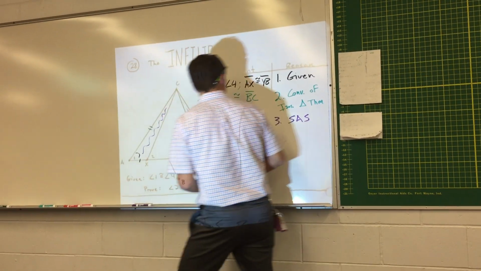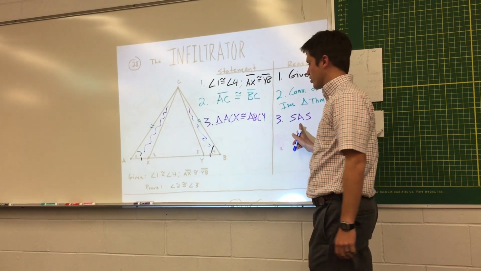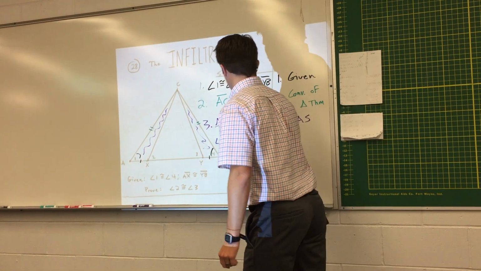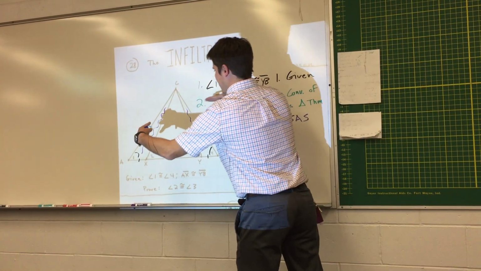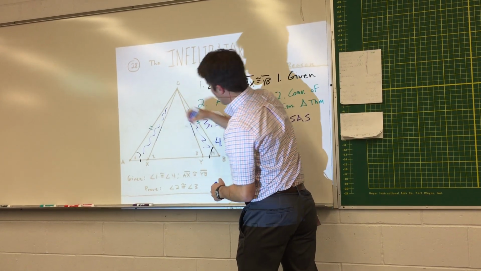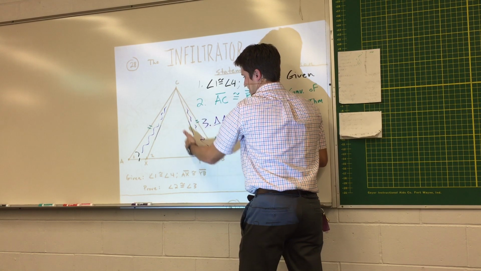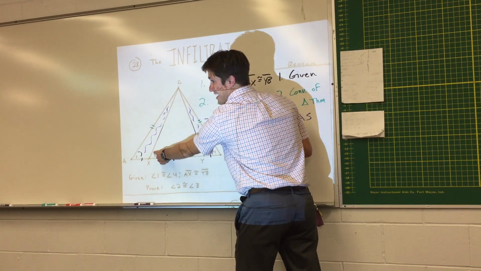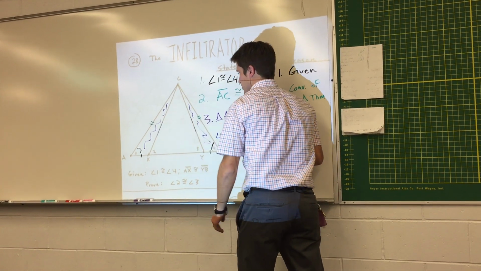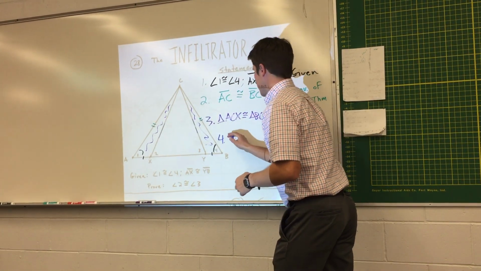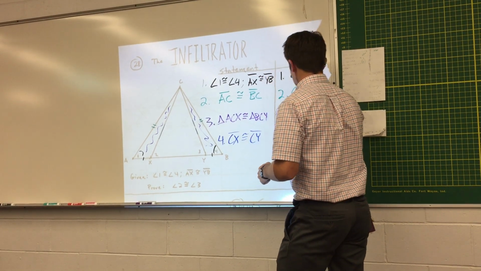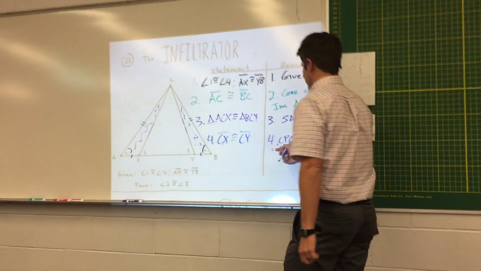Favorite step after triangle congruence is usually what? CPCTC. And it goes with our theme of working our way in. So we're all the way to this segment and this segment. And we can say CY is congruent to CX because of CPCTC. It's just two parts of the triangles and we're working our way in. So I'm going to say CX congruent to CY by CPCTC.